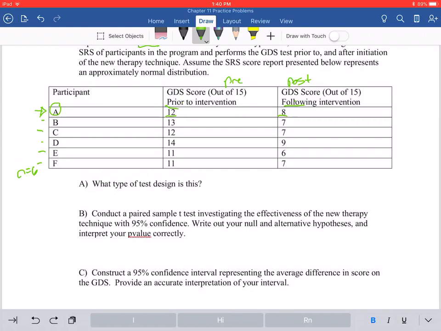Now we can go to part A. So what type of test design is this? Well, we already know. You can say paired or pre-post test, right? This is a paired, matched, pre-post test. This is the type of test it's doing, right?